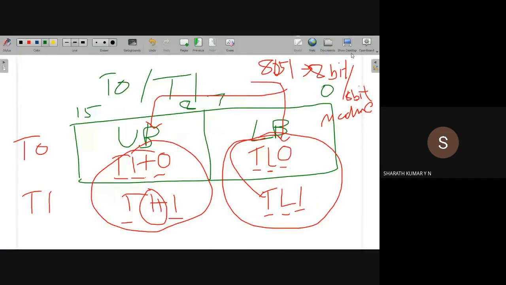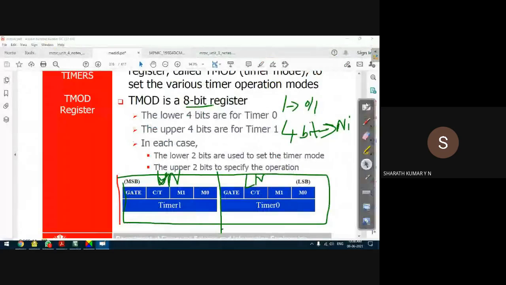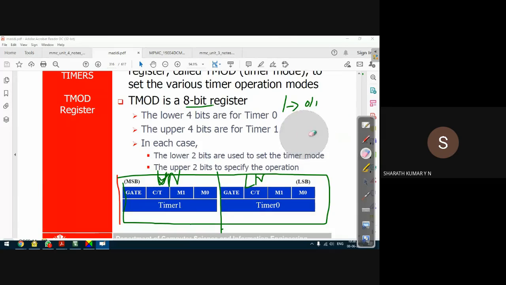Sorry, I need to resize this. I don't know why this is jumping. I'm not able to write here. Just a second, guys. Let me write somewhere here. 4 bits is one nibble.